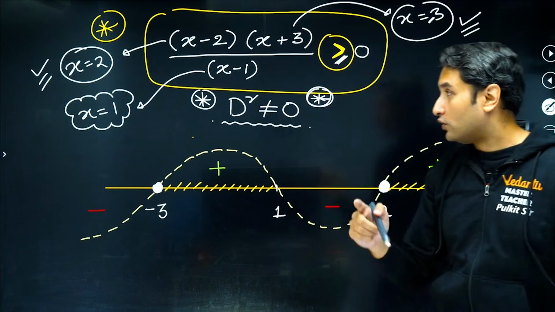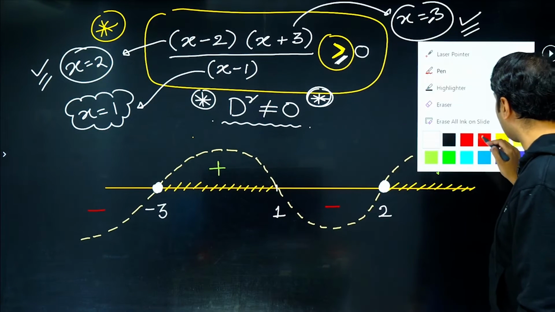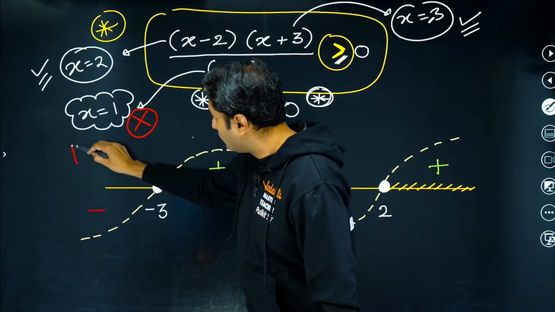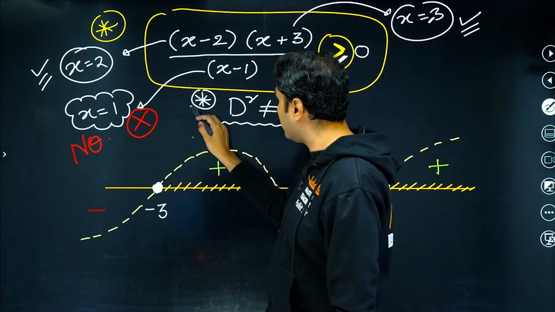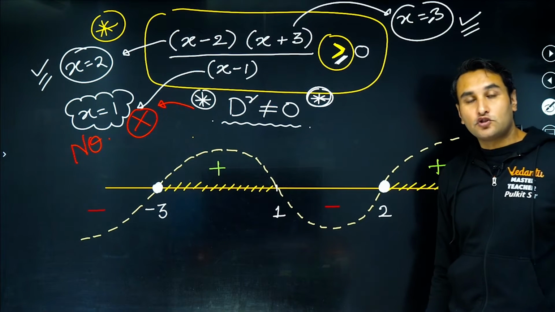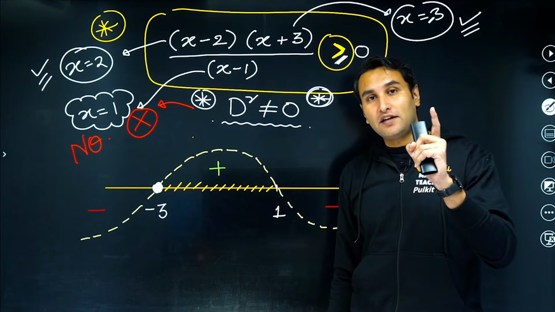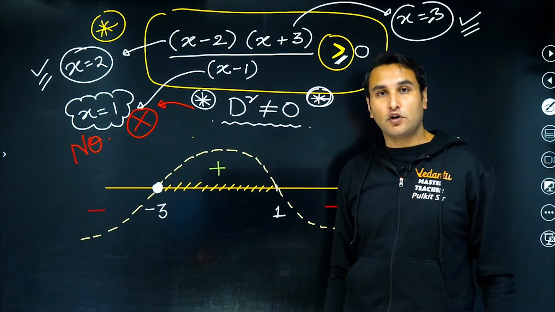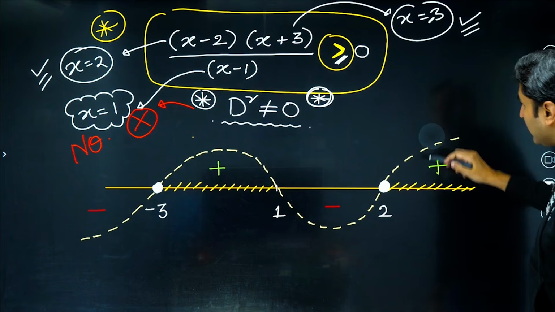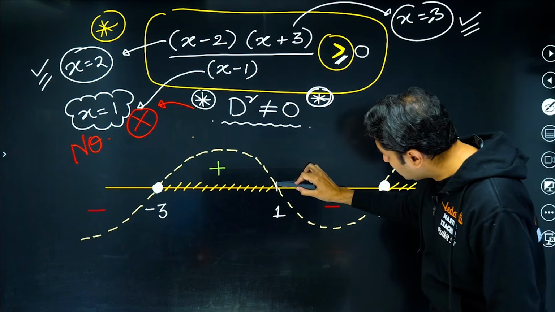No, no. X can never be equal to 1. Never. Why? Because the denominator cannot be 0. So, will there be a closed bracket at x is equal to 1? No. So, what should I do? I should exclude 1.